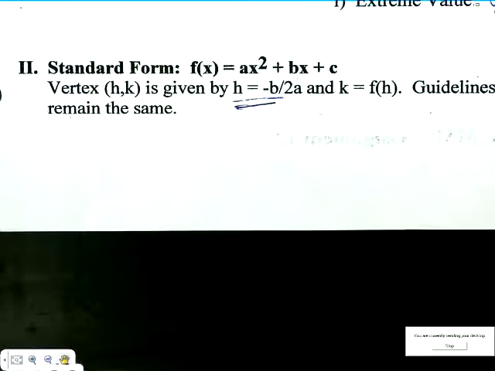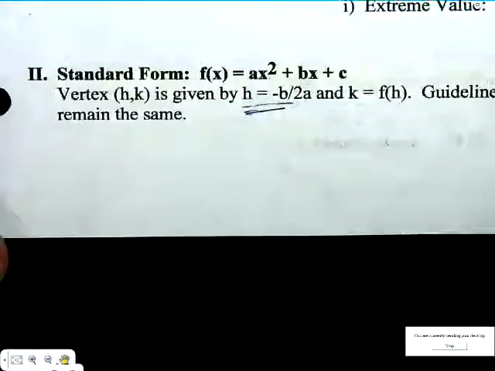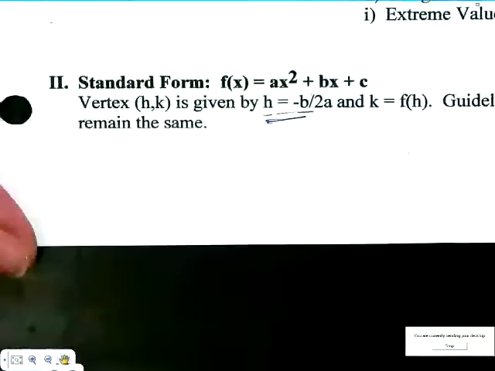Not put 0 in for x, but put whatever this turns out to be for x. If this turns out to be 2, then we'll just put 2 into the function and find the y-coordinate of the vertex. Everything else about the problem is going to be the same. You just have to have a little formula for finding the vertex since it's not in vertex form. In calculus, maybe someday I'll get to teach you where that formula comes from.